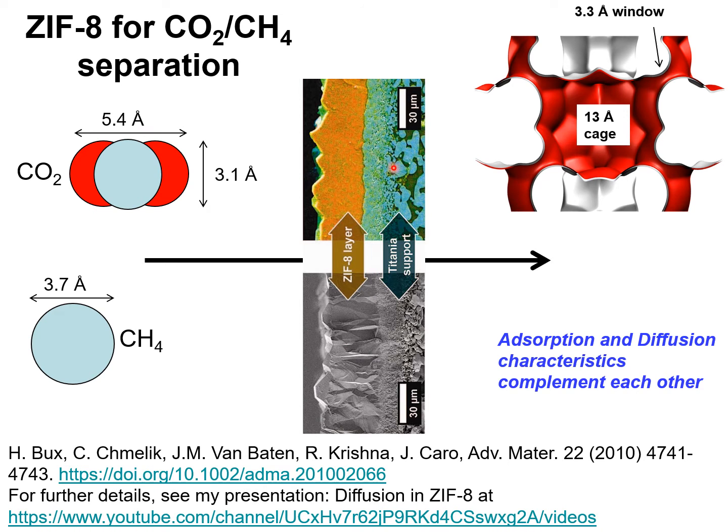Let's see how a microporous membrane is constructed. Take the example of a ZIF-8. It consists of cages of 13 angstrom in diameter, and each cage is separated from adjacent cages by narrow 3.3 angstrom windows. These windows are flexible, and this flexibility allows molecules that are slightly larger than 3.3 angstrom to pass through these windows.